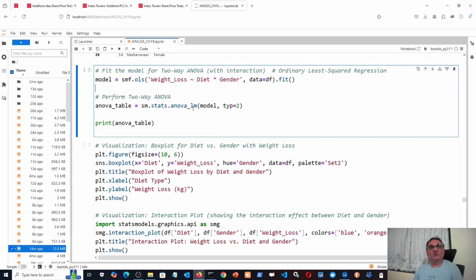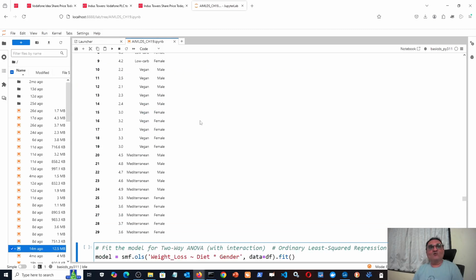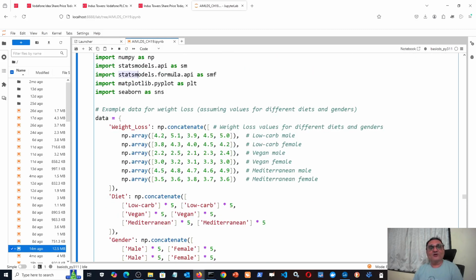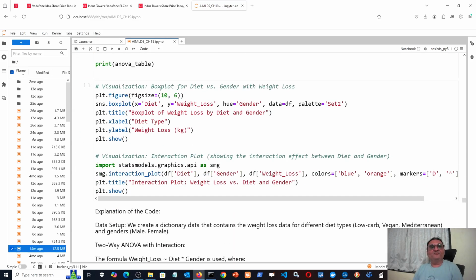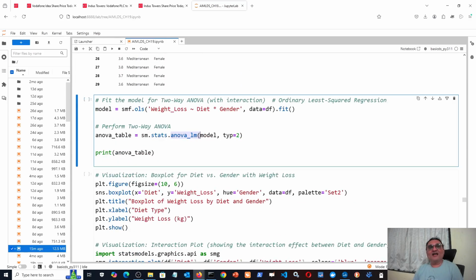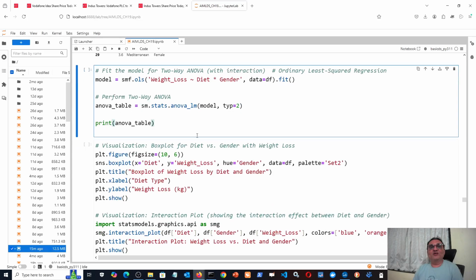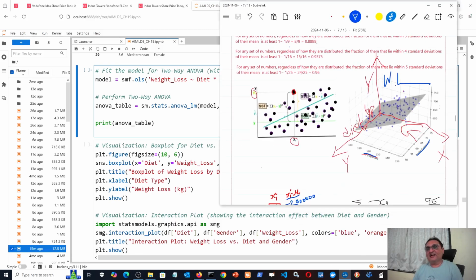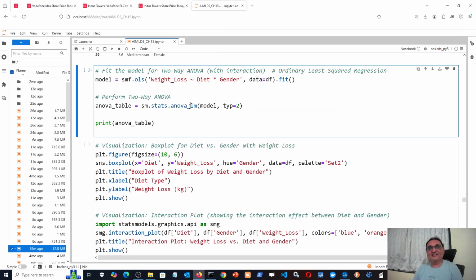So if I perform two-way ANOVA, how to perform it? Use sm.stats.anova_lm. Where is sm? We have imported that here: smf and statsmodels.api as sm. So remember, it is not called clearly two-way ANOVA, but it is called linear model ANOVA. And linear model should not create the wrong idea that it is always a line. It can be a plane also, right? Because in this case, actually, it will be a plane. There are two independent variables like this. Okay, so then print the ANOVA table.